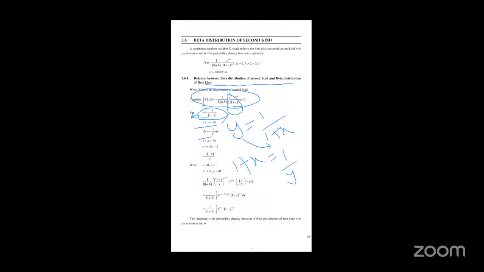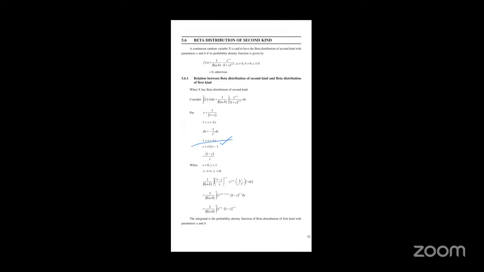When we do differentiation, d of x, it will be like this: d of x is equals to minus 1 by y square into dy. Next, from 1 plus x equals 1 by y, we take x equals 1 by y minus 1. When we take the LCM, this is 1 minus y by y.